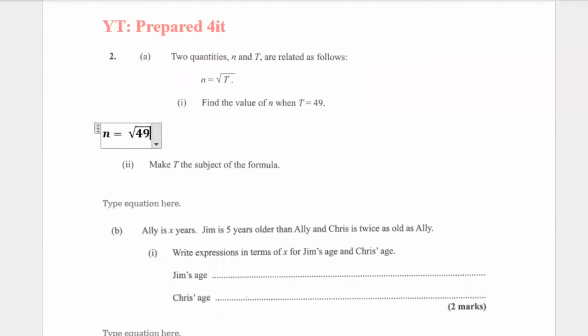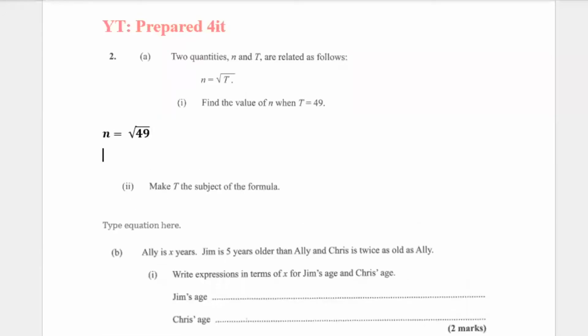So it is n is equal to the square root of 49, and as Selena rightfully says, when you put that in your calculator, you will get 7. So n is equal to 7 when t is equal to 49.